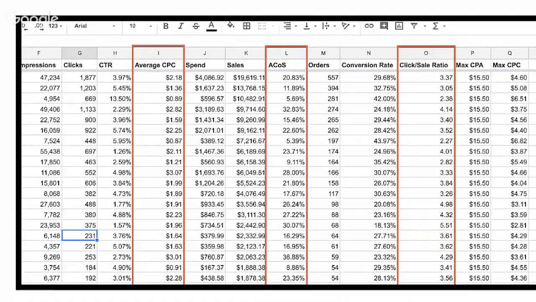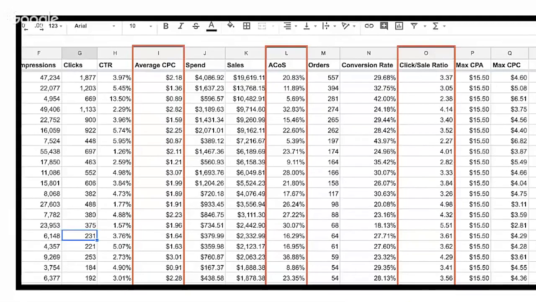29%, 32%, 24%, 29%. These are converting like crazy, right? Then over here, I do this other calculation that helps me put my mind around this: what is my click to sale ratio? If I'm converting like that, how many clicks does it take me to get a sale? It's always a conversion issue. These are golden. This is sales. This is good ACOS.